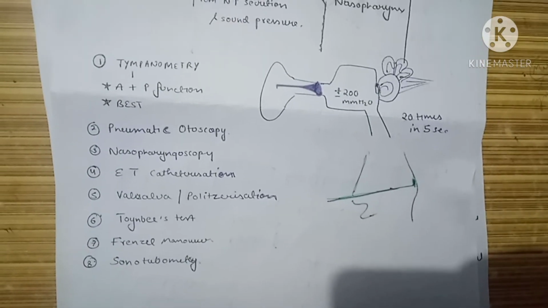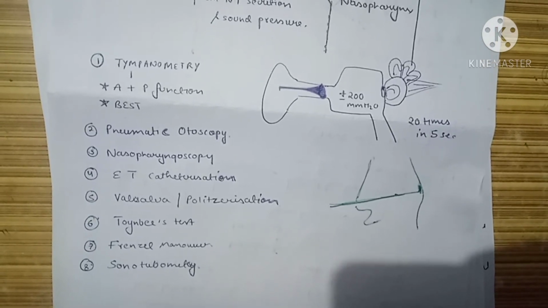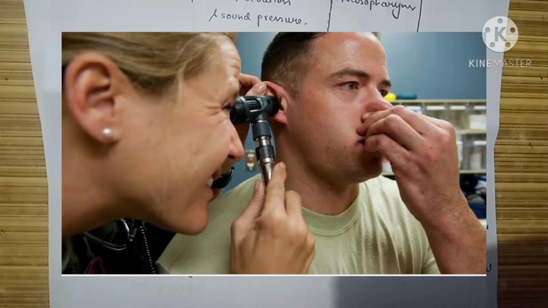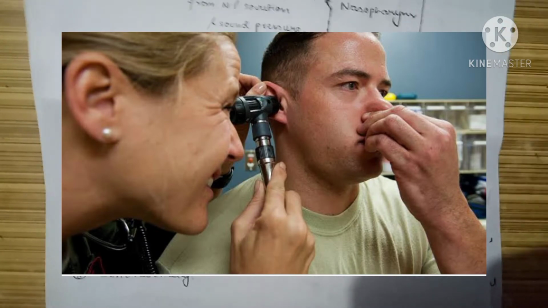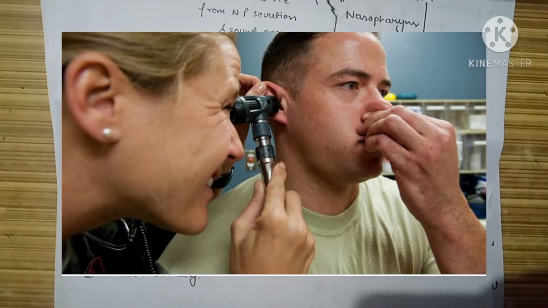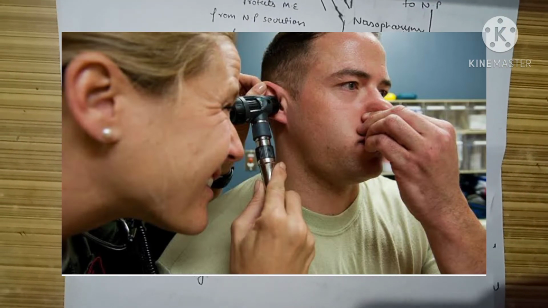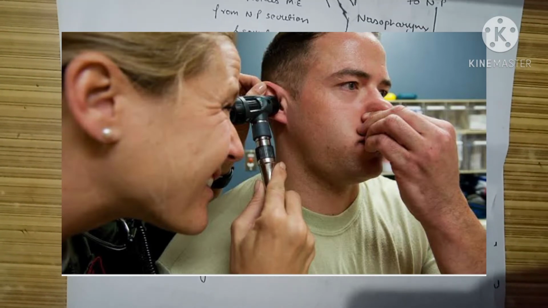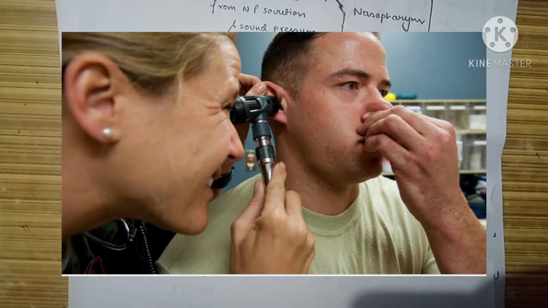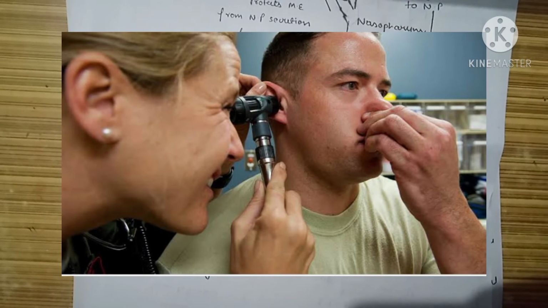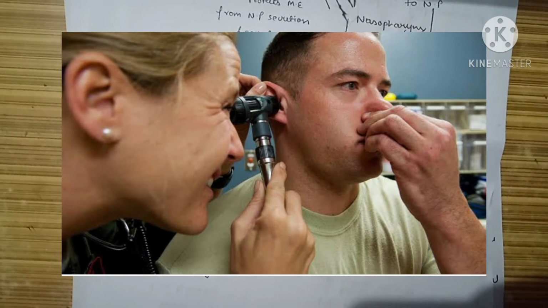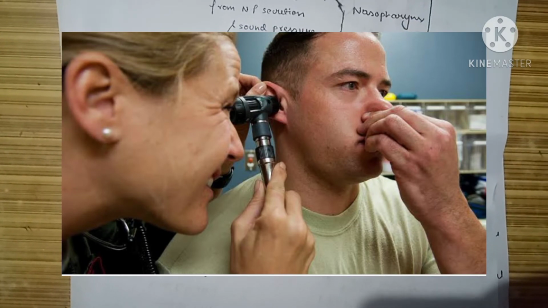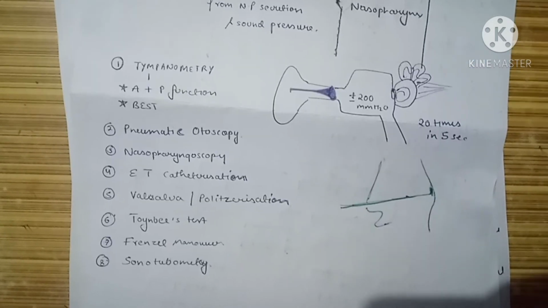Okay, the fifth test is the Valsalva test, and similar to it is politzerization. So for the Valsalva test, as you are seeing in the image, the patient is asked to forcefully expire while his nose and mouth are closed, and we look at the tympanic membrane through an otoscope. If there is normal patency of the eustachian tube, the tympanic membrane will bulge because of the pressure generated.